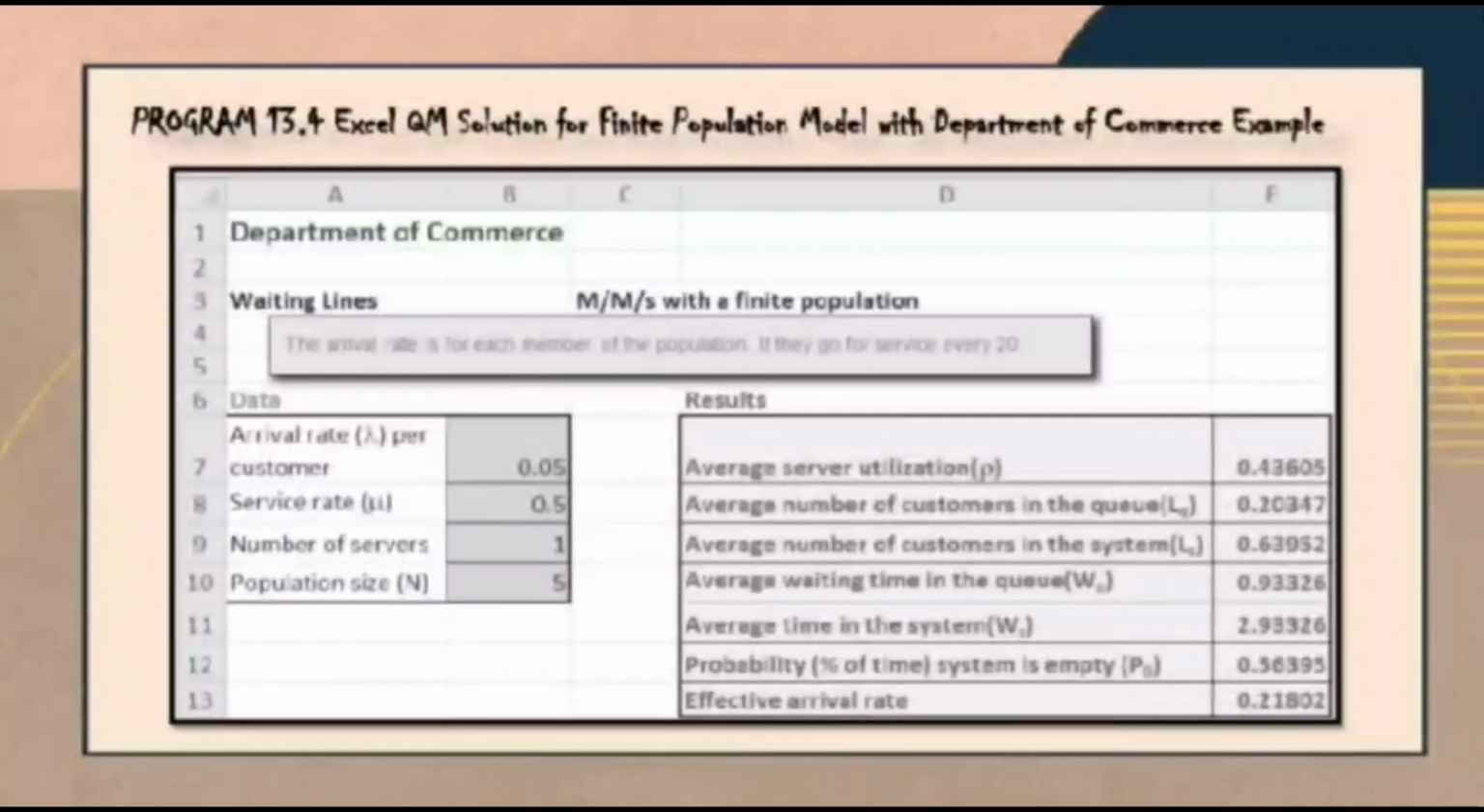Hindi lang siya same sa previous na mga sinolve natin kasi yung mga sagot dun kanina ay naka-round up na. Dito, wala pa kasi halata naman na 5 decimal places yung kinuha niya. So, that's all for the finite population model.